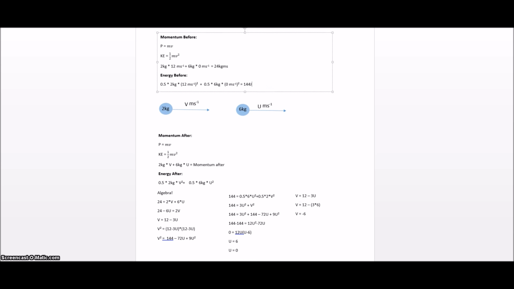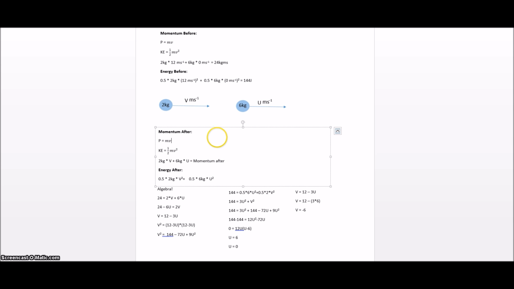So, 2 times 12 meters per second is the momentum, because this is stationary at the start. So we get 24 kilogram meters per second. I assume you're fine with that. And the energy before is 1/2 of 2 kilograms times 12 meters per second squared, as it is half mv squared. The other object's term amounts to 0 as it's being multiplied by 0 squared. And this comes out at 144 joules.